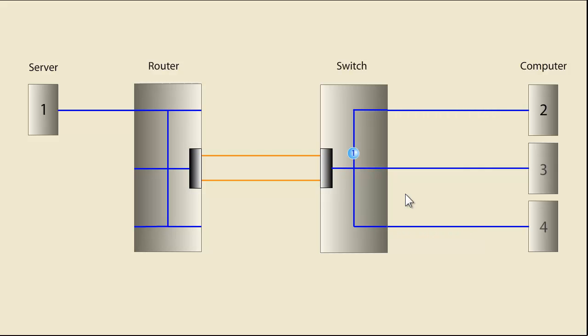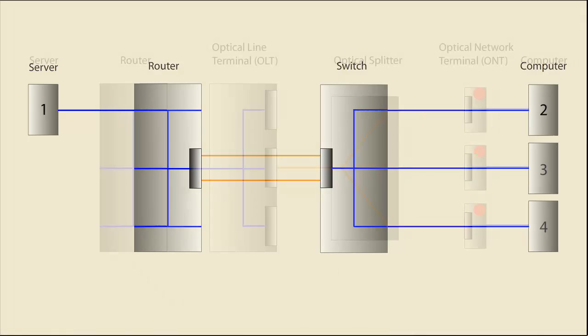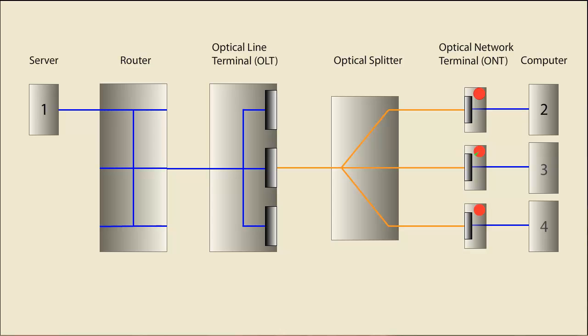So I'll just watch that again. You can see how there's buffering taking place there in the switch, and that's how that network traffic is handled. And now we have an optical network shown here. This is a little bit different.